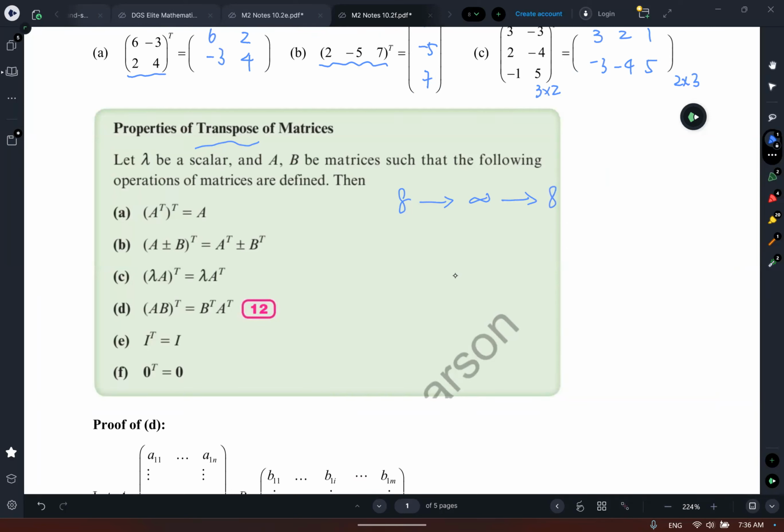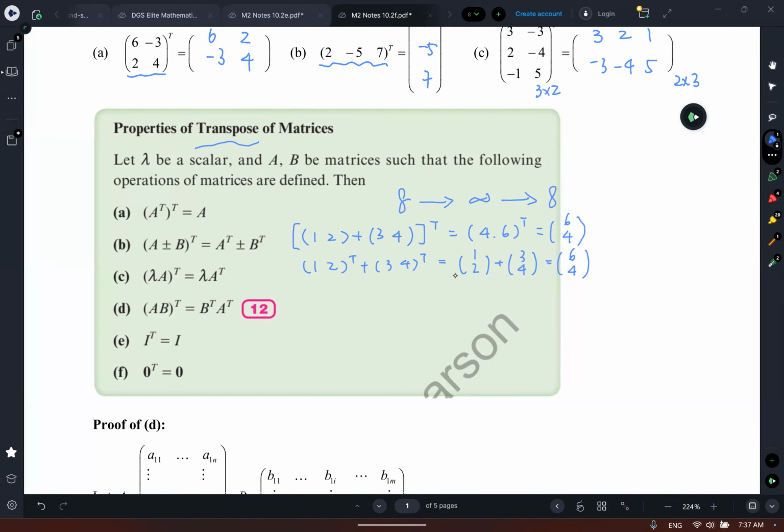Suppose A is 1, 2, and B is 3, 4. If we add and then transpose, that is 4, 6 transposed, which equals the column 4, 6. For the right hand side, A transpose plus B transpose, that should be the transposed 1, 2 plus the transposed 3, 4, and it equals the same answer. I think through this example, you should agree. The outcome is the same.